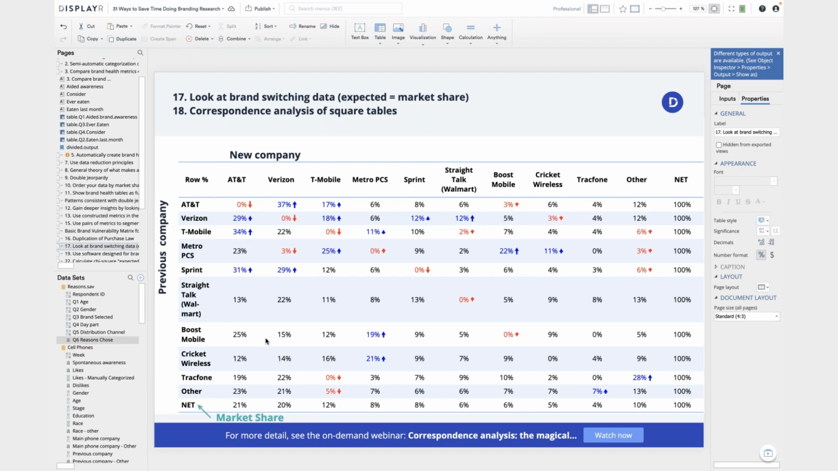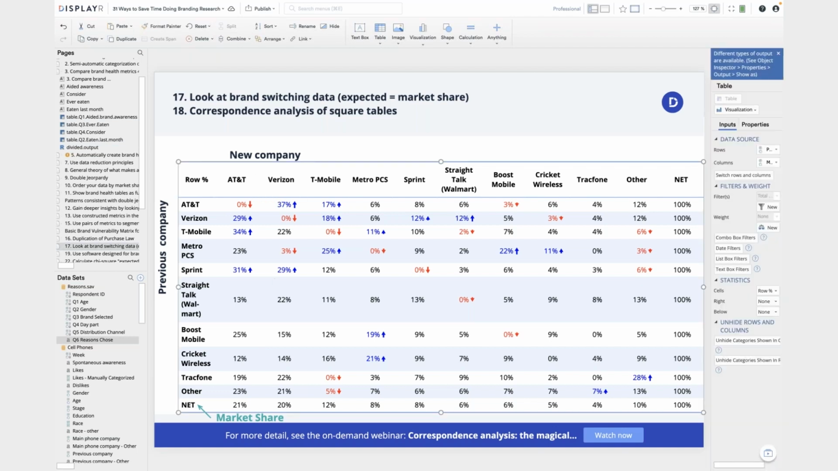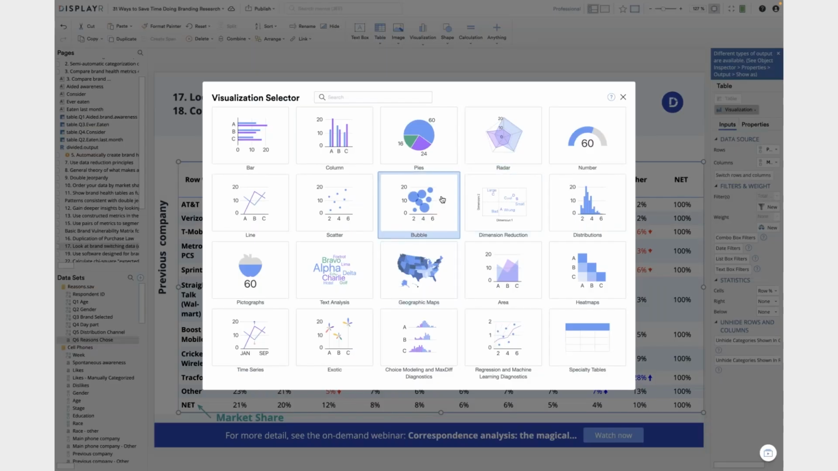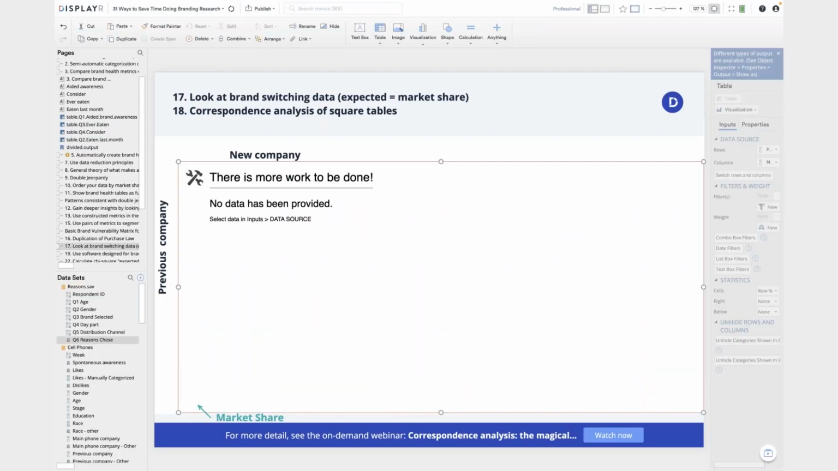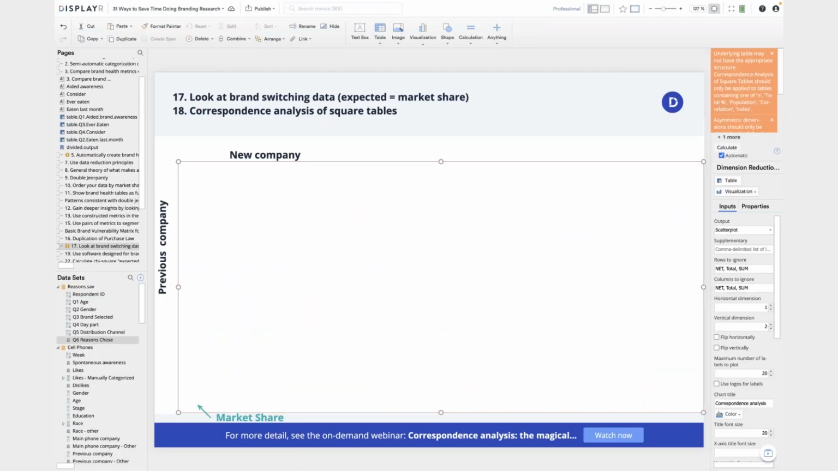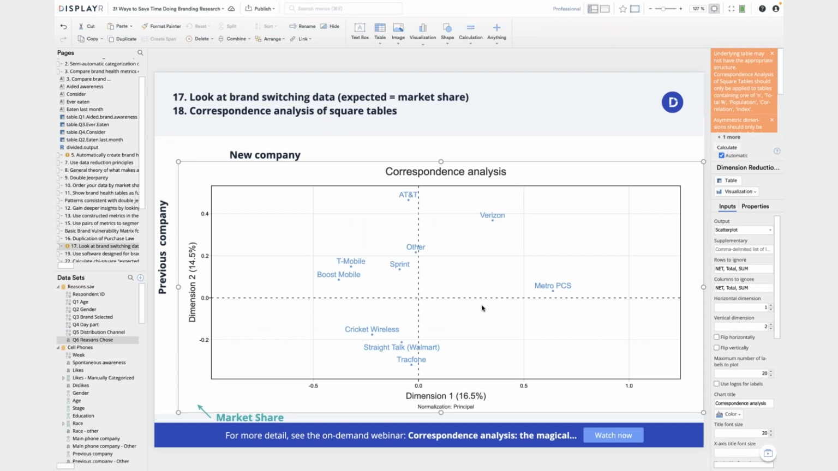Now, sometimes it can be useful to summarize brand switching tables to get market structure maps by changing the visualization and moving then to dimension reduction. And we choose this special option called correspondence analysis of a square table. A square table is a table where the rows and the columns have the same labels. So it's just a special algorithm designed for that. And the closer things are together, the more likely they are to be competitors.